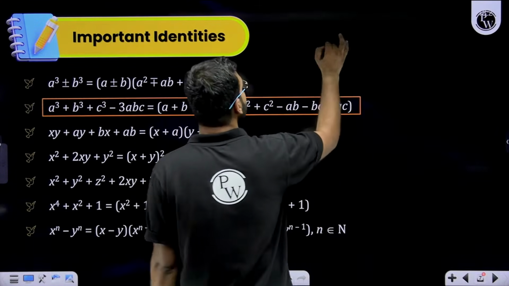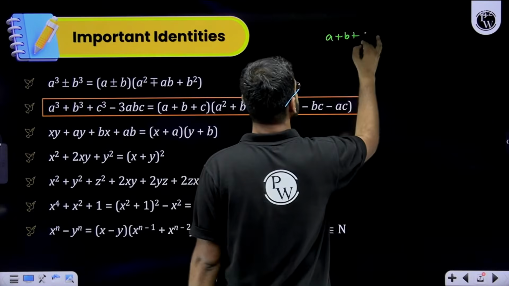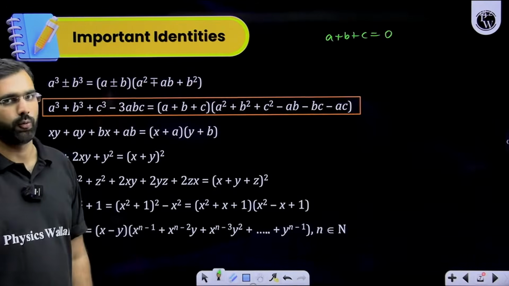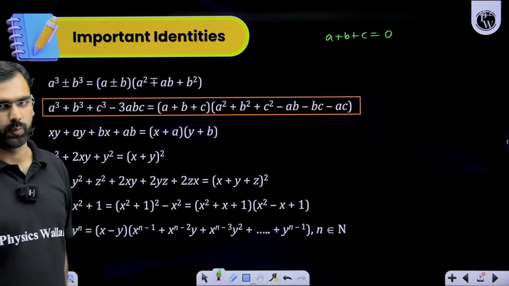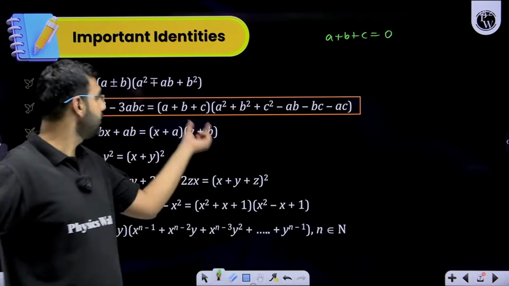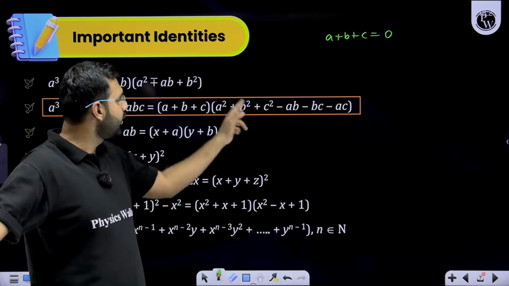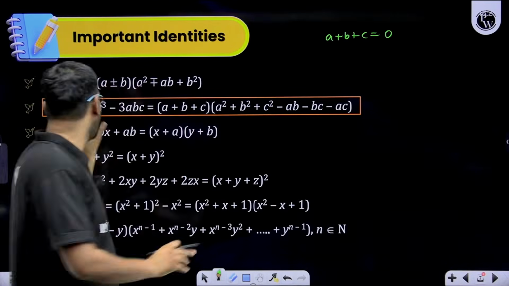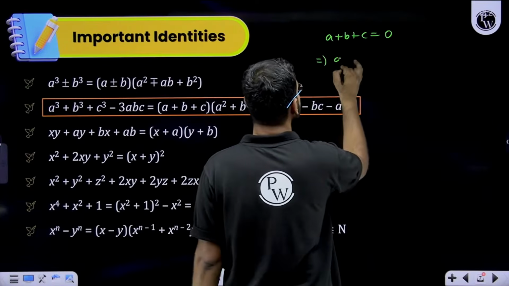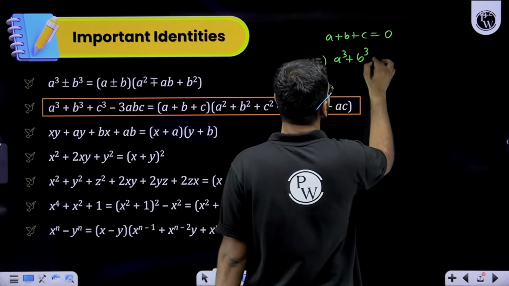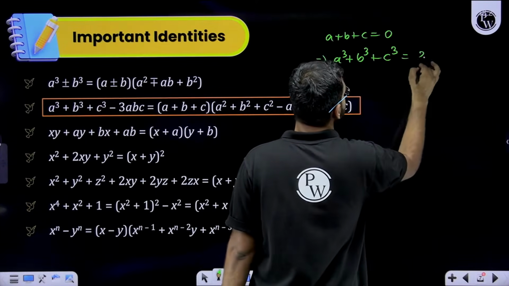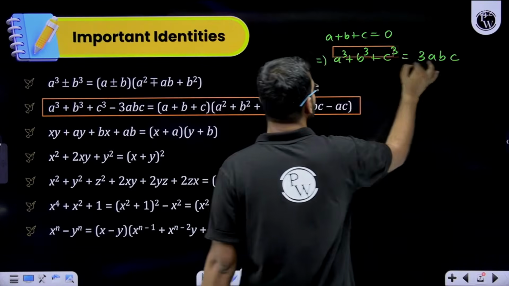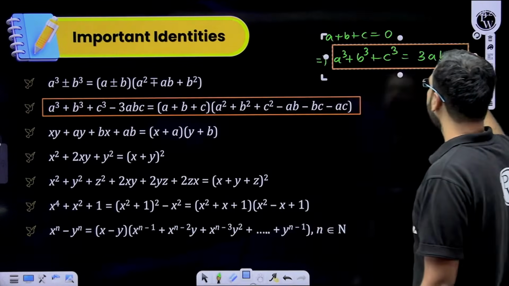Sometimes I am told in a question that there are 3 numbers which have their sum as 0. So a plus b plus c is given as 0. Always remember, if a plus b plus c becomes 0, 0 into anything becomes 0, which means this LHS is equal to 0. So a cube plus b cube plus c cube minus 3abc will be 0, which means a cube plus b cube plus c cube will be equal to 3abc.